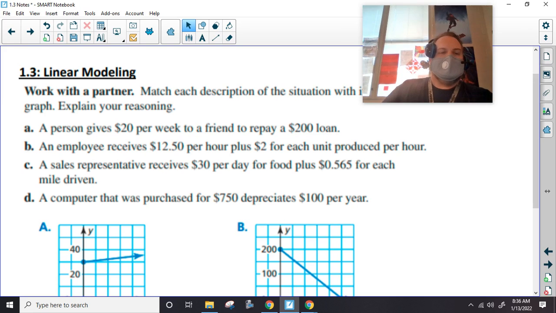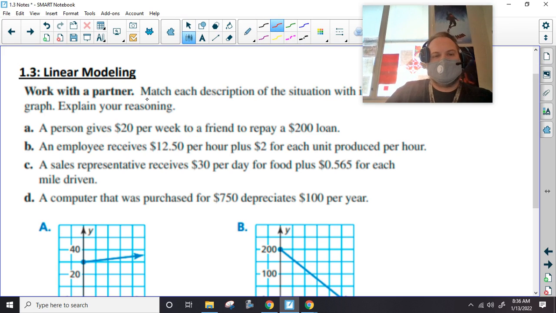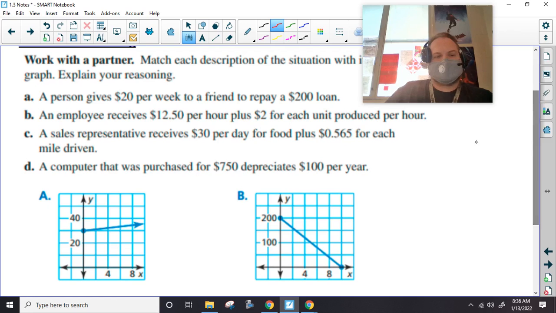All right. Believe it or not, this stuff right here, work with a partner. No, we're not going to do that. That was just whatever. All right. We're supposed to match this stuff. All right. A person gives $20 per week to a friend to repay a $200 loan.